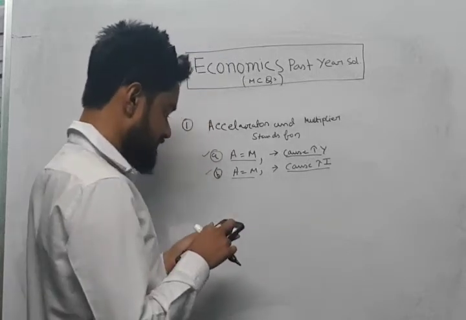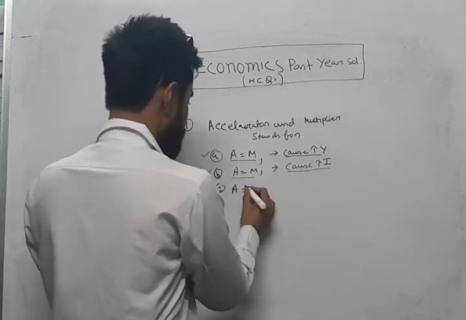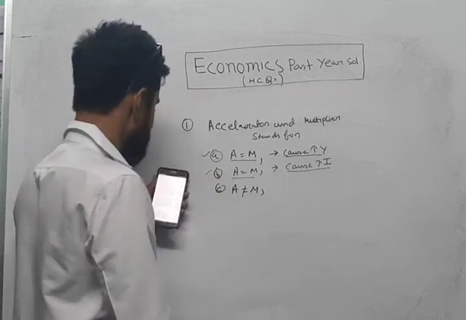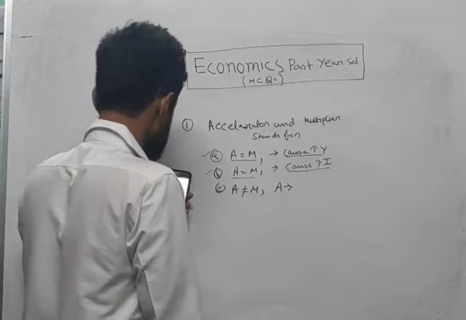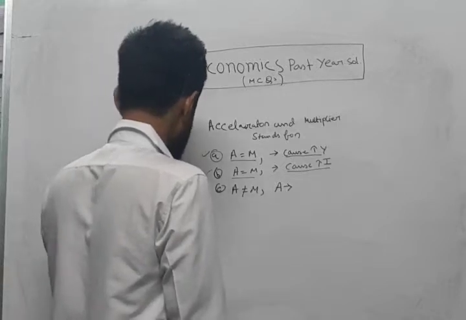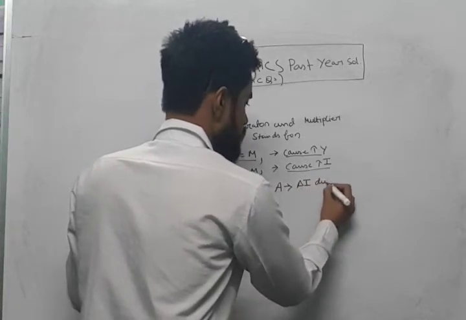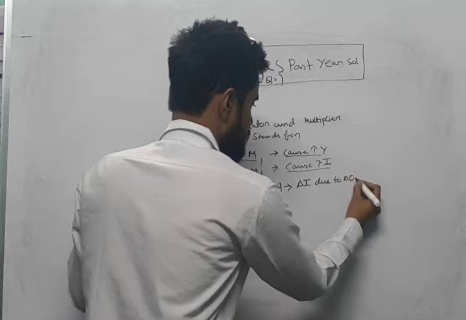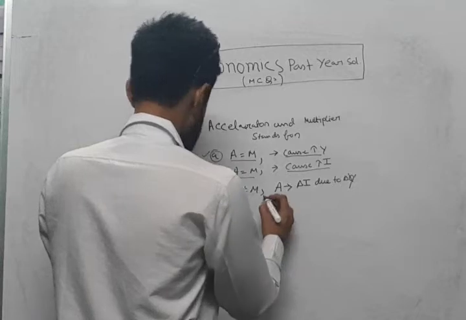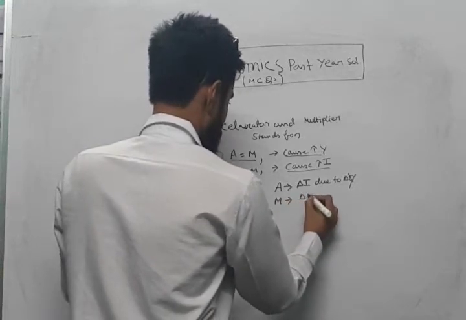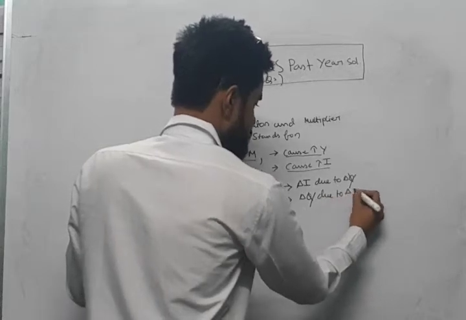Now option C goes with the understanding that they both are not same, rather they are different, and it says the first one, that is accelerator model, causes a change in investment due to a change in output, and the multiplier is basically changing output or Y due to change in investment.